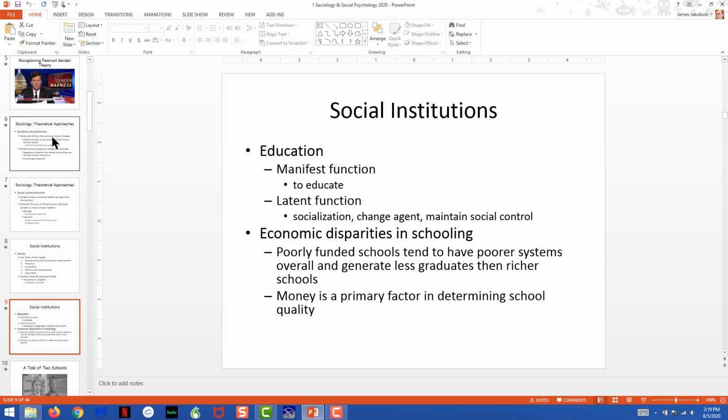Now, education in general, regardless of whether or not people are just making up stories, does have these latent and manifest functions. And economic disparities do occur in schooling. As I've mentioned before, there are aspects of dysfunction in schooling systems that are not necessarily coming directly out of the schooling system itself, but rather the broader society in which it lives.